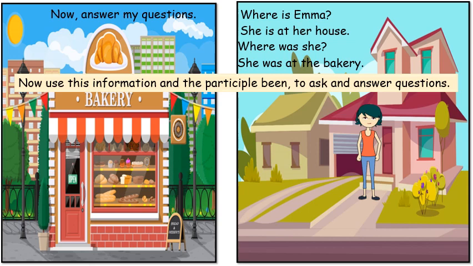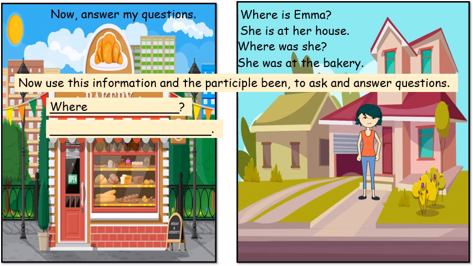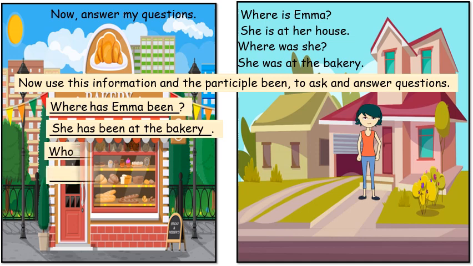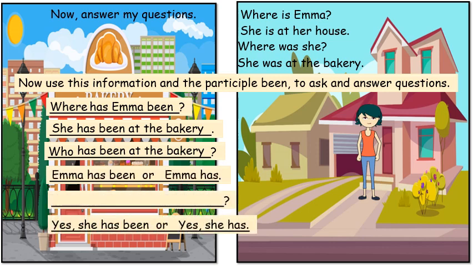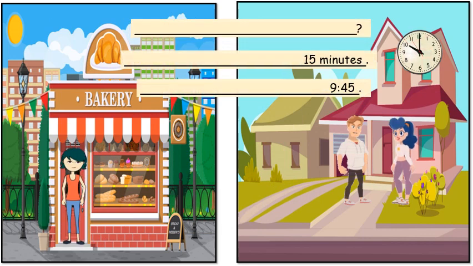Now use this information in the participle been to ask and answer questions. Where has Emma been? She has been at the bakery. Who has been at the bakery? Emma has been, or Emma has. Has Emma been at the bakery? Yes, she has been, or yes, she has. Now ask and answer the questions.